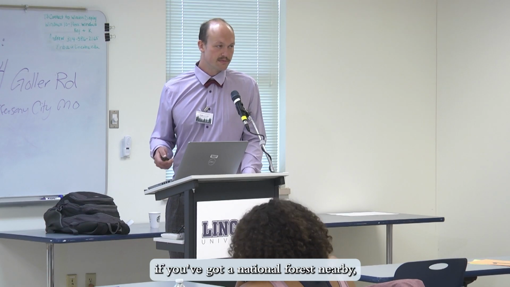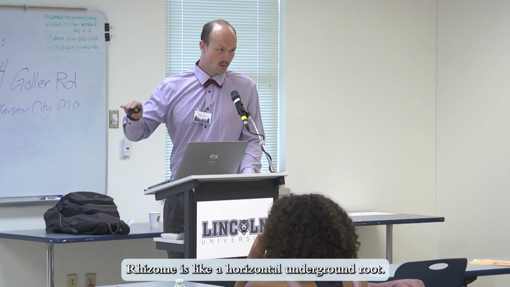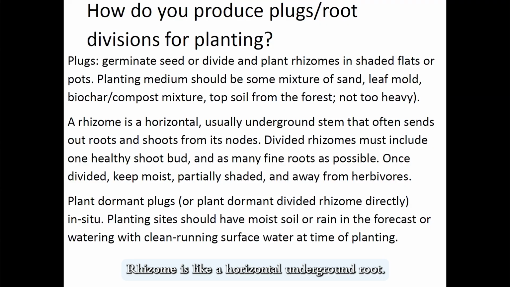If you've got a national forest nearby, you can get a permit to dig up some roots or some rhizomes. A rhizome is like a horizontal underground root. Make sure when you're dividing these things that you get at least one good bud to form a new stem and as many of the fine roots as you can.